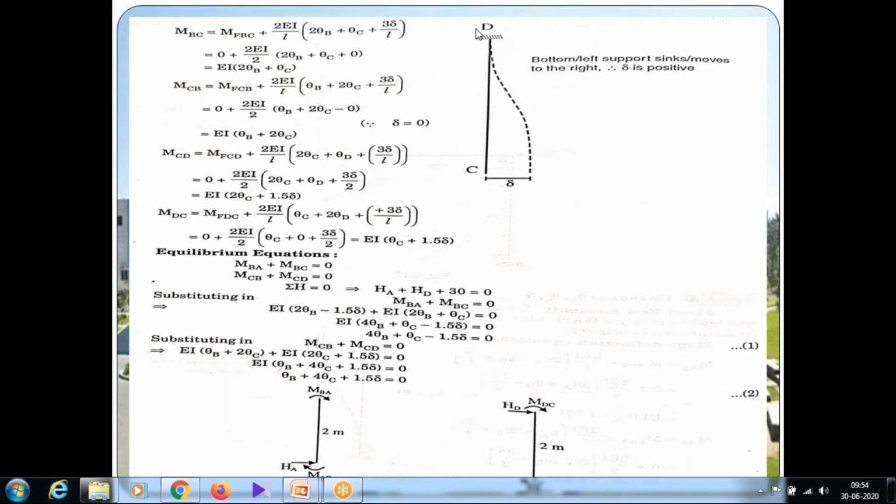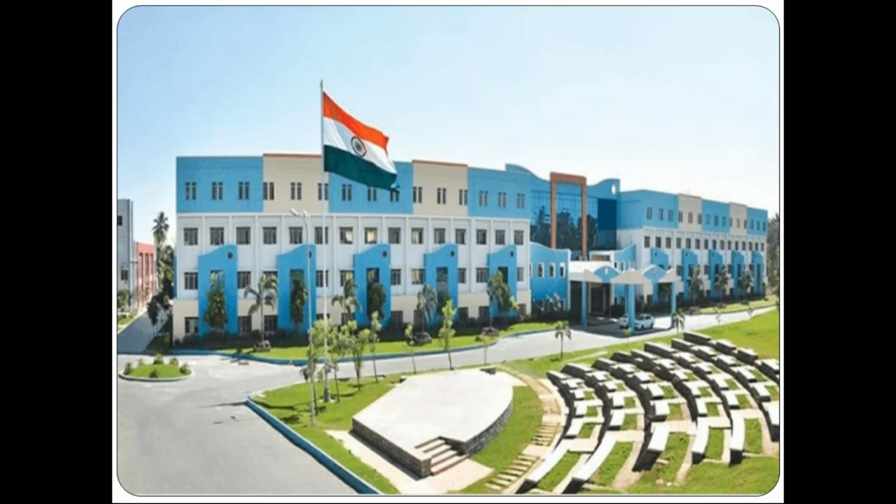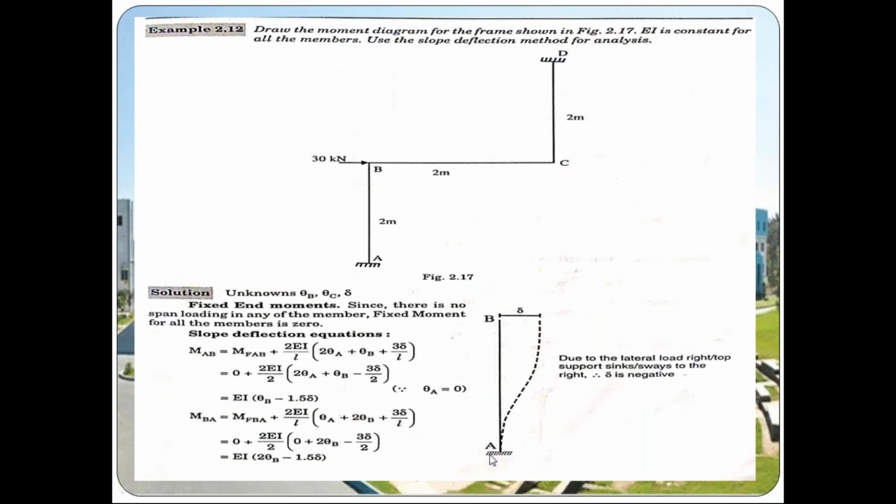Since the support is at the bottom, when we compare to the support D, the number is moving towards the left side. The C is moving left side relative to D, so therefore the delta is positive. But in the previous case, when we compared to the support A, the number was moving towards the right side, so therefore the delta is negative.